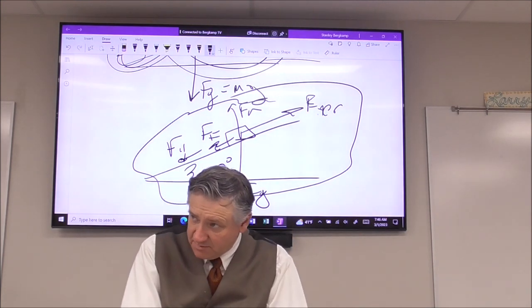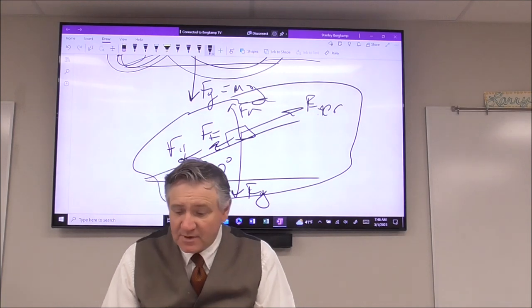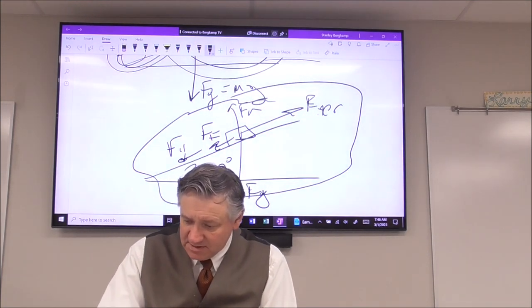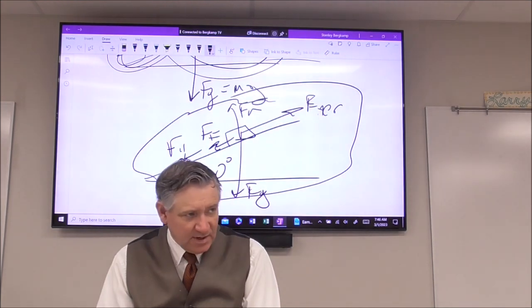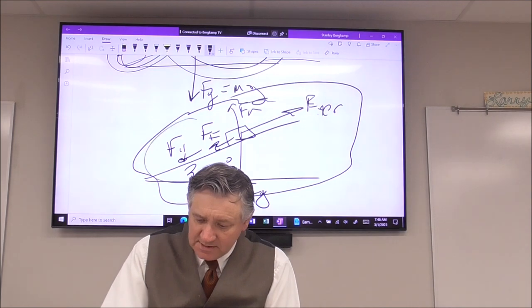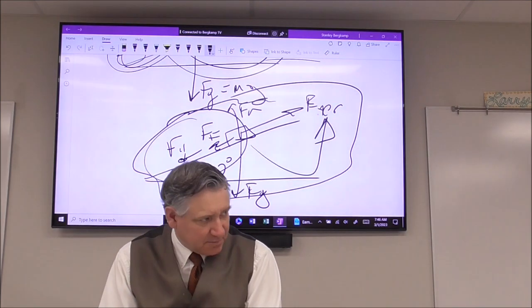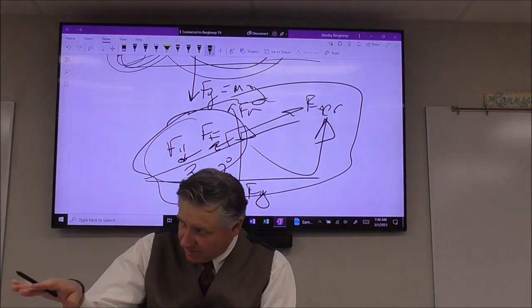Did you let 1 centimeter equal a newton? Did you let 2 centimeters equal a newton? What did you do with that? And then there should be all 5 of these forces listed: your applied, your force friction, your force parallel, your force normal, and your Fg. And these 2 forces here should add up to that applied force there. Okay, you got that? Odds are you did it right.